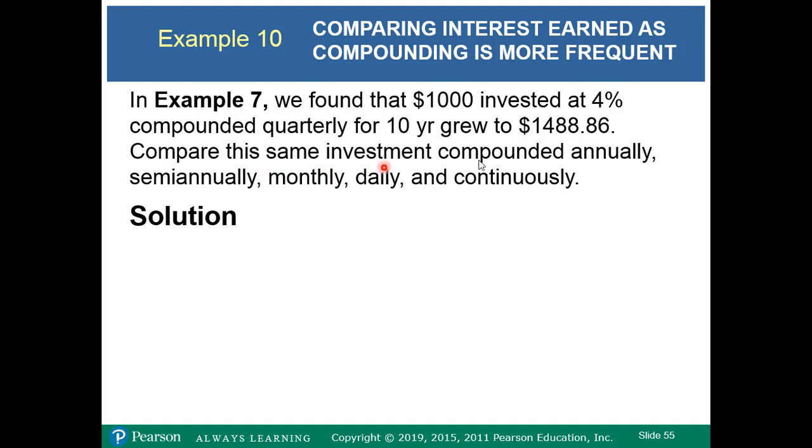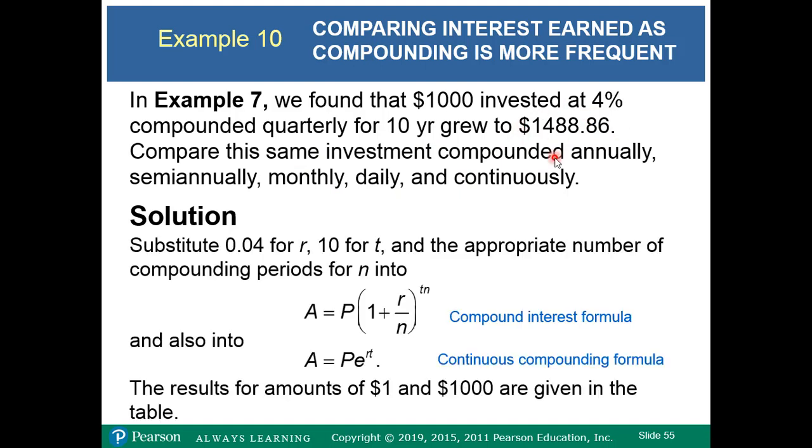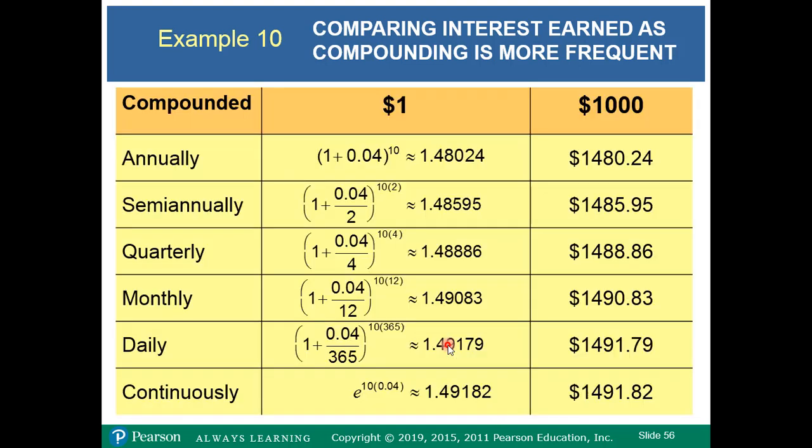Now, in example 7, we found that $1,000 invested at 4% quarterly over 10 years grew to this amount. Let's compare this if we did it annually, semi-annually, monthly, daily, and then continuously. So let's see how those amounts change. We're going to use this compound formula for all of the compounding except for continuous. For continuous, we're going to use this. The results for the amounts of $1 and $1,000 are given in the following table.